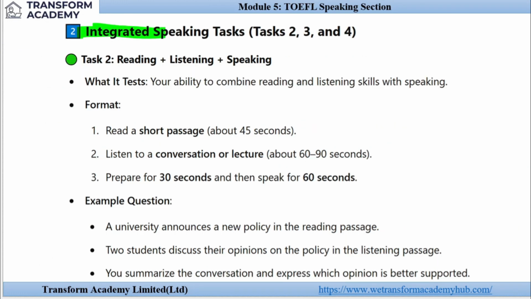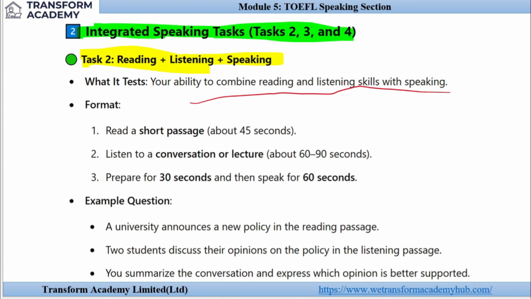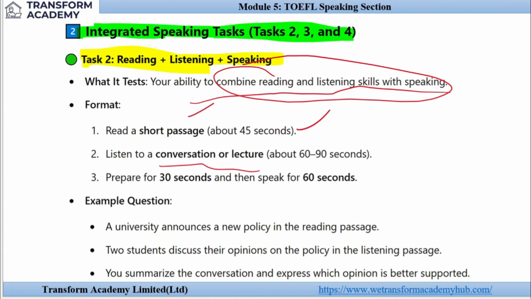Then the second is integrated speaking, tasks 2, 3, and 4. Task 2 is reading, listening, plus speaking. What does it test? It tests your ability to combine reading and listening skills with speaking. Format: read a short passage for about 45 seconds, listen to a conversation or lecture for about 60 to 90 seconds, prepare for 30 seconds, and then speak for 60 seconds.